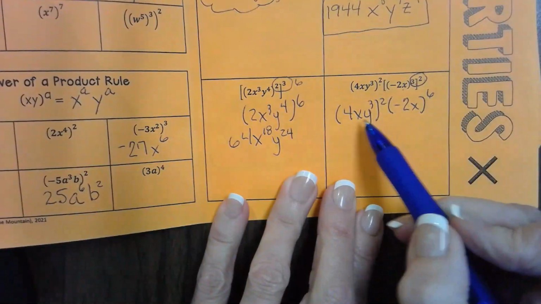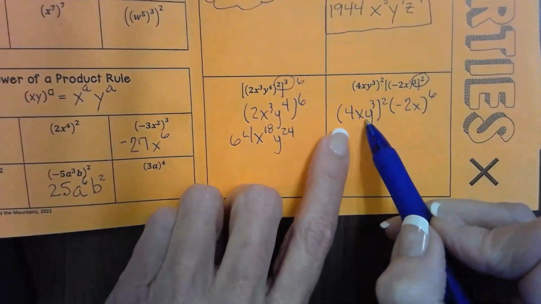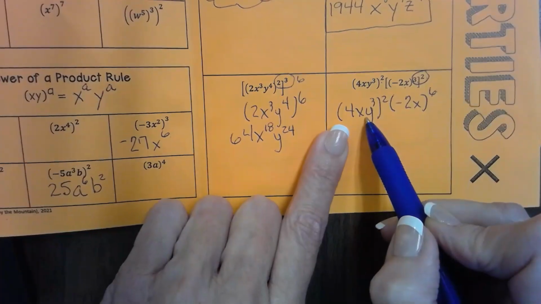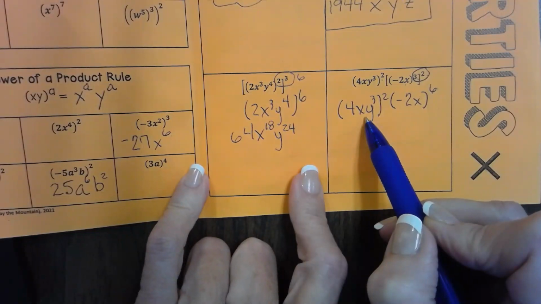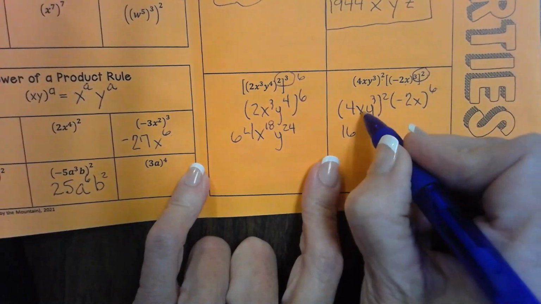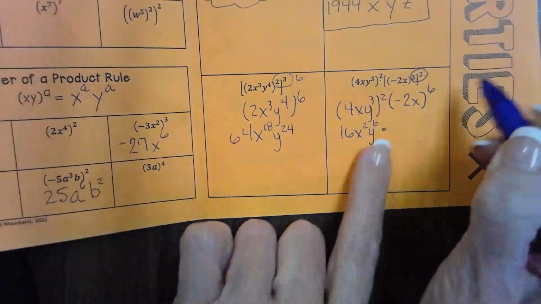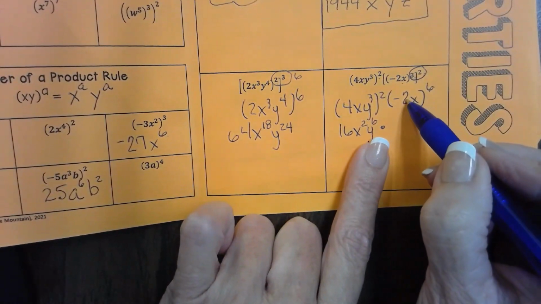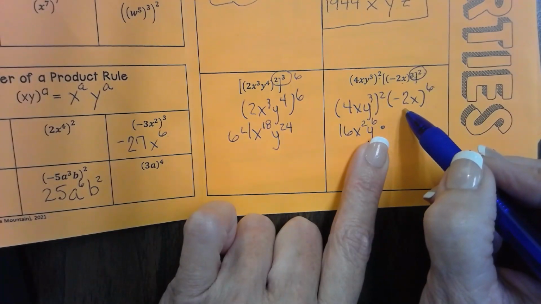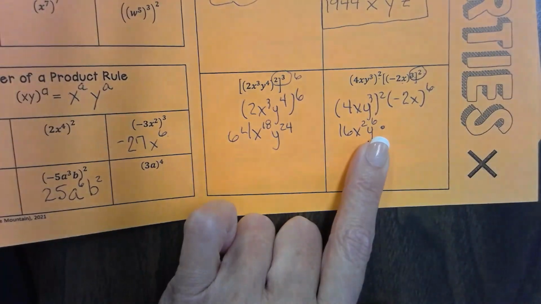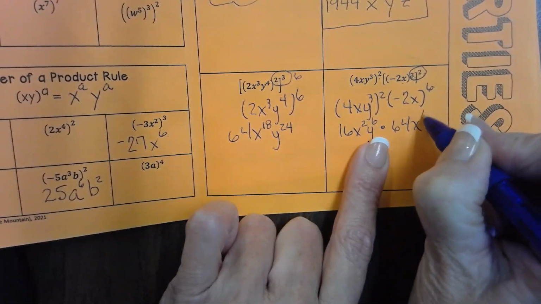Now I've got this monomial raised to a power and this monomial raised to a power. So let's do power to a power on the first one. What's 4 squared? 16. And then x squared, y to the 6th. Then let's do it here. Let's make sure that we put our -2 in a parenthesis all by itself. What do I get? Positive 64, x to the 6th.